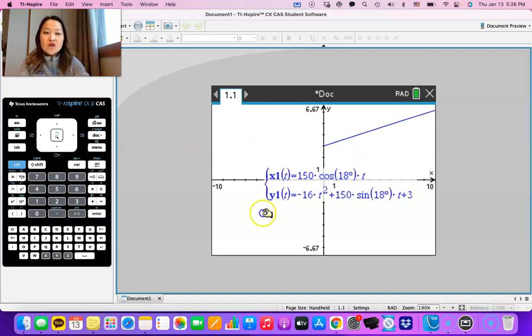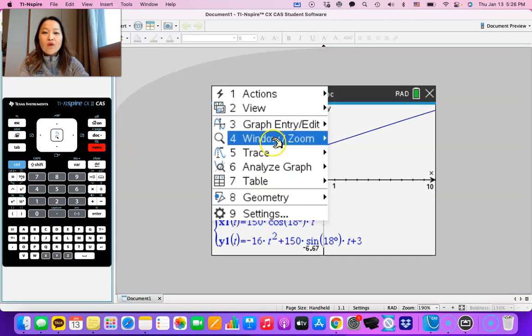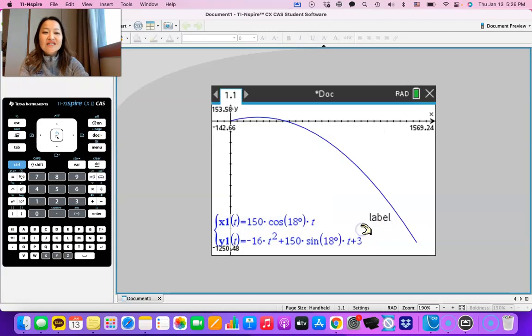So what you want to do is take away my equation, go to menu, go to zoom, and go to zoom fit data, and I can see that this ball is traveling like this. But right now it's just too far away.